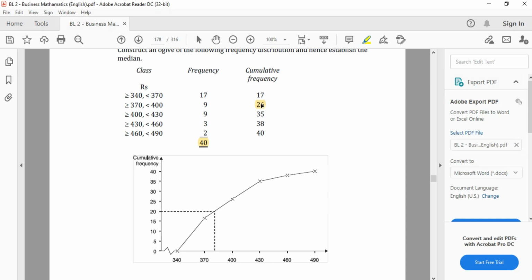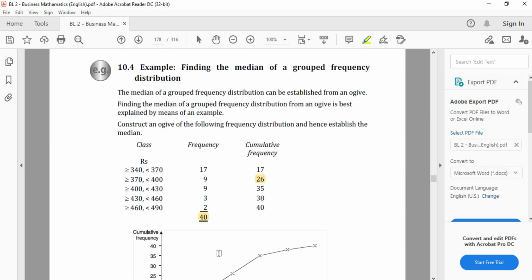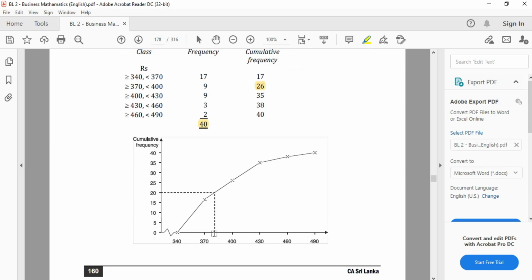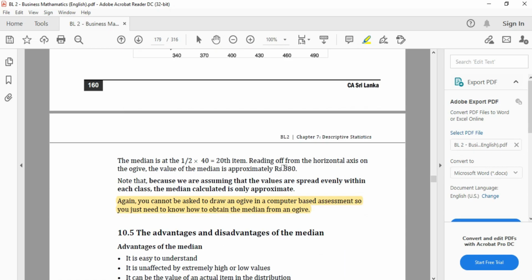Because it's 20.5. But you can't tell anything by looking at where I am pointing the cursor, because that is just data. Once you look at the graph, you could see the 20.5. It should be slightly above. If you mark 20.5 on the graph paper, you can exactly find the median value, just like for modes using histograms. For medians of a grouped frequency distribution, we use the ogive. So the exact value here they've approximated to 380 rupees.